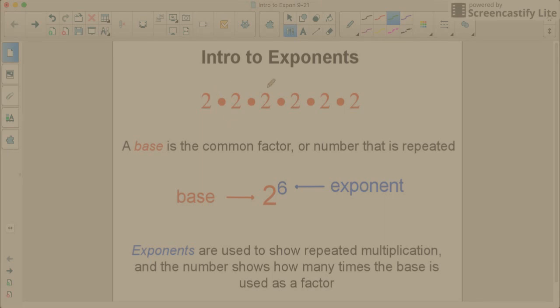1, 2, 3, 4, 5, 6. So we're multiplying 2 by 2 by 2 by 2 by 2 by 2 to get an exponent of 6. This is consolidating or combining all of those 2's with a base and exponent to indicate that this 2 is multiplied 6 times to get the answer.